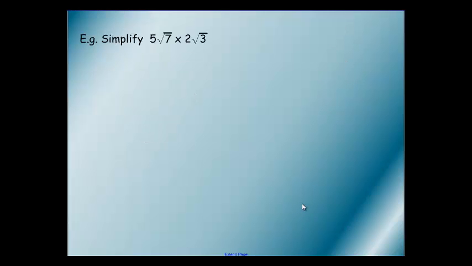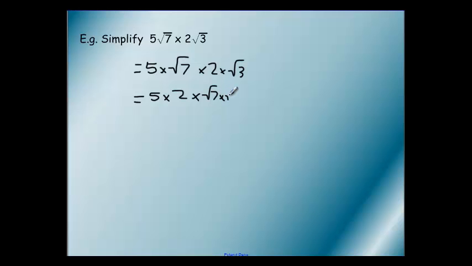Okay, so let's look at a different kind of question. Here I'm asked to simplify 5 square root 7 times 2 square root 3. So let's write down what this means first of all. So I've got 5 times the square root of 7, because that's what it's written as from not being lazy, times 2 times the square root of 3. Now when I'm multiplying, I can change the order things are in. So let's change this around. So I've got 5 times 2 and the square root of 7 times the square root of 3. So I'm dealing with the whole numbers and the surds separately.